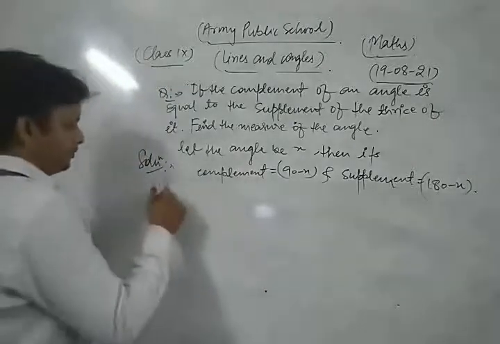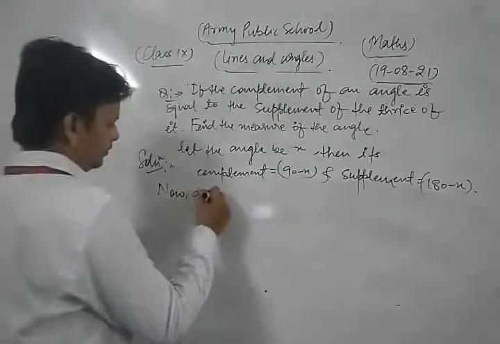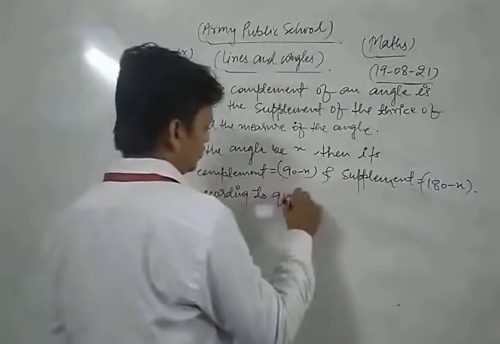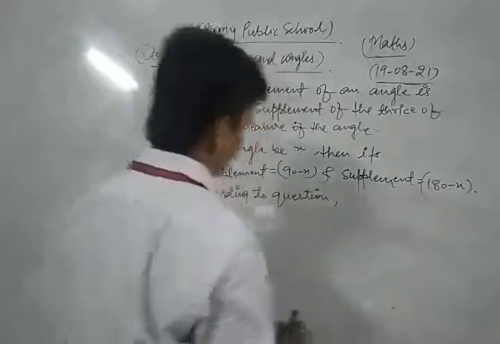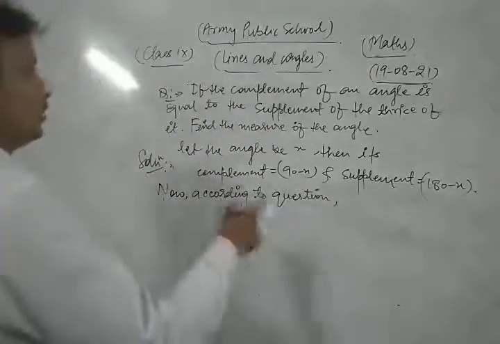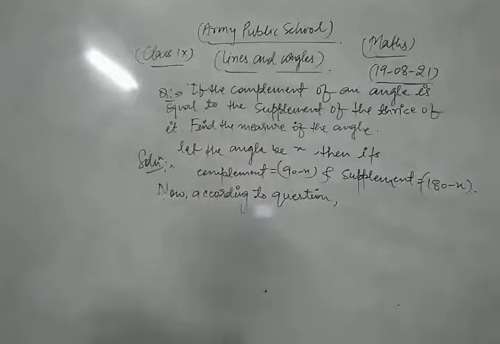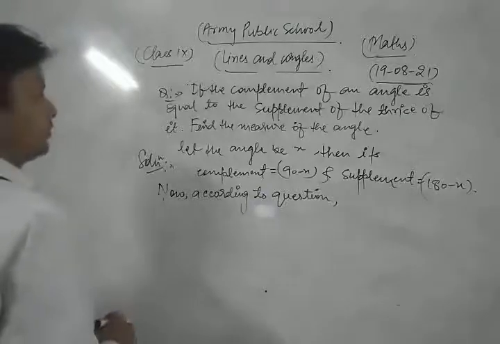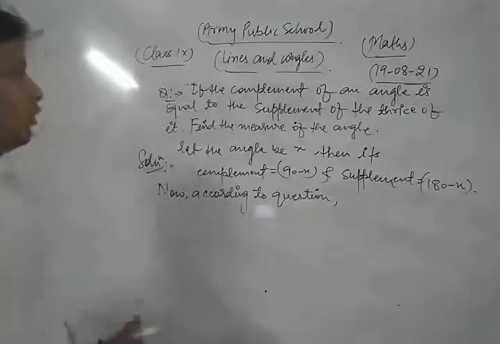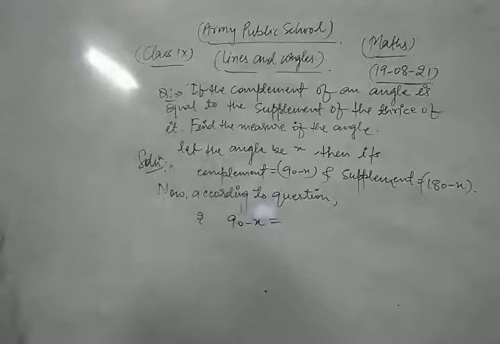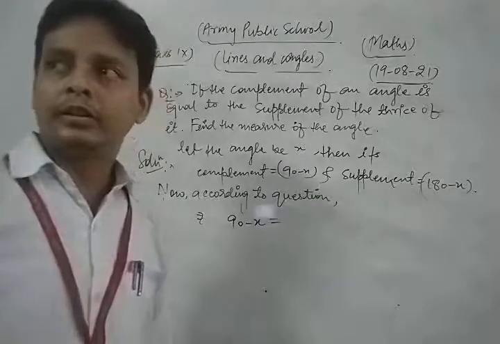Now according to the question, what is the question here? The complement of an angle is equal to the supplement of the thrice of it. Dear students, the complement of an angle is equal to the supplement of the thrice of it.